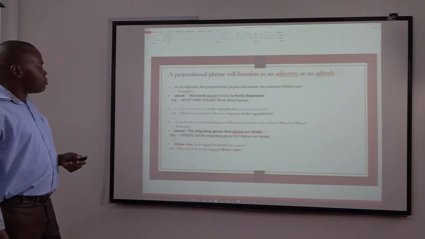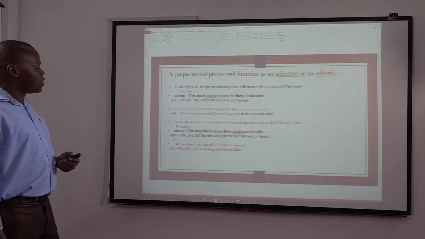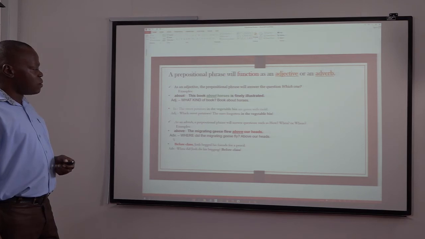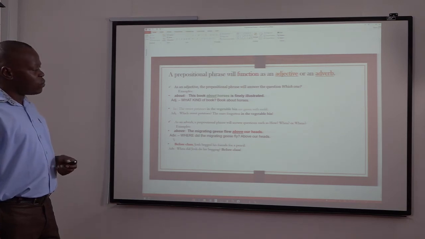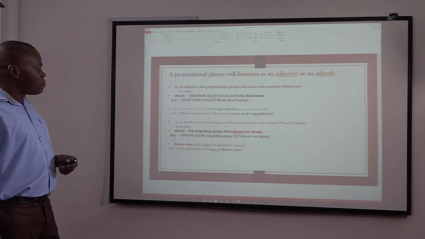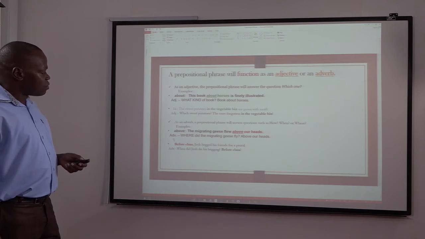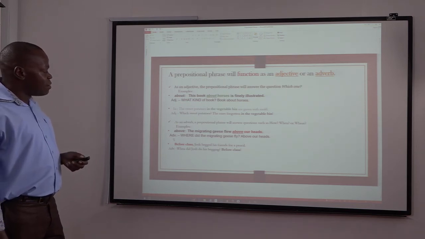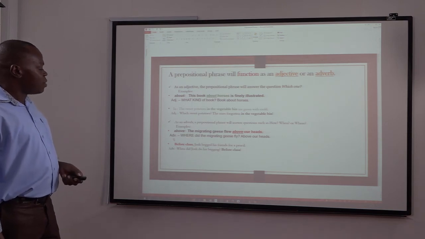The second example, the sweet potatoes in the vegetable bin are green with mold. Which sweet potatoes? The ones forgotten in the vegetable bin. As an adverb phrase, prepositional phrases answer the question how, when, or where. For example, the migrating geese flew above our heads. Where did the migrating geese fly? Above our heads.